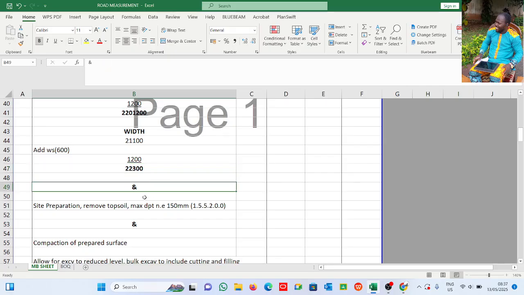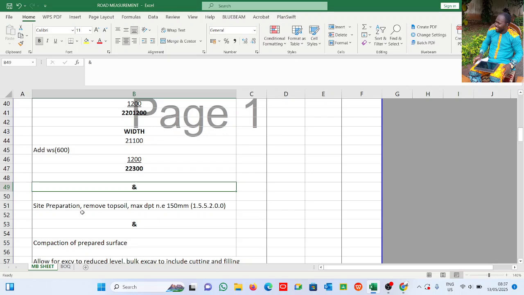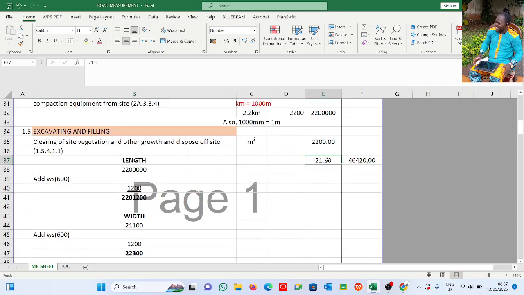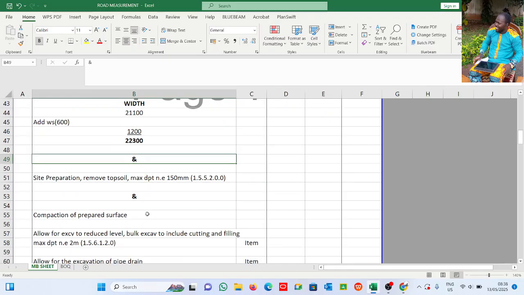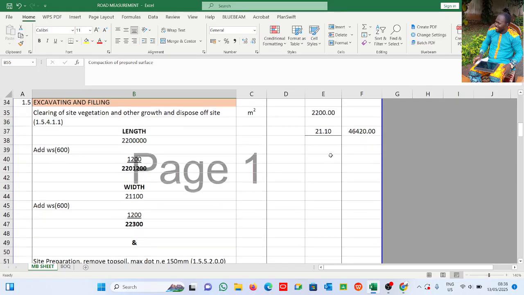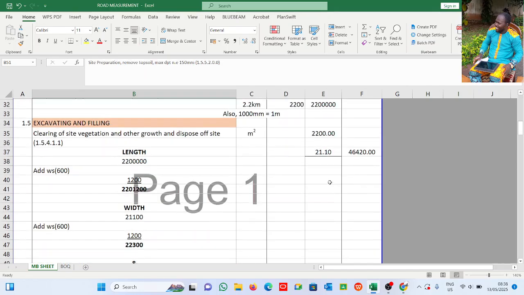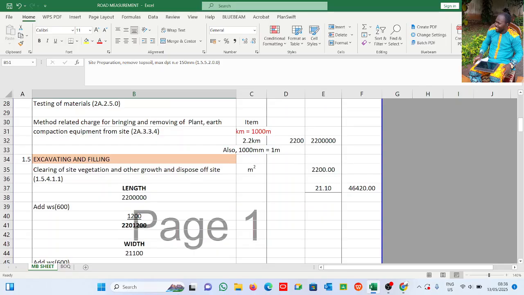Now in measurement, you can combine two items that have similar measurements, but of course the description might be the same or might be different. Take for instance, site preparation, removal of topsoil, it goes with this same measurement, and compaction of prepared surface, it goes with this measurement. Now you see I've joined three things here, but of course their codes are different. It tells the examiner this person knows what he is doing.